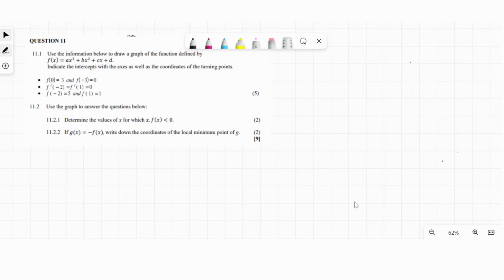The information that they give us is that f(0) = 3. We know that when x equals 0 and we get a value, this is the y-intercept. The reason is that we let x equal 0. So the coordinate here is going to be (0, 3). Where there is x in f(x), they substituted 0. So this is the y-intercept, and I'm going to write the coordinate as (0, 3).